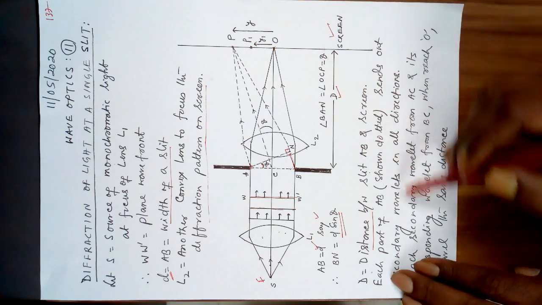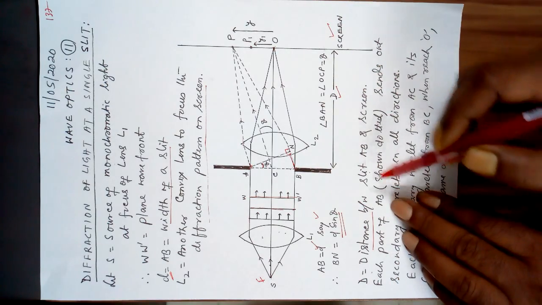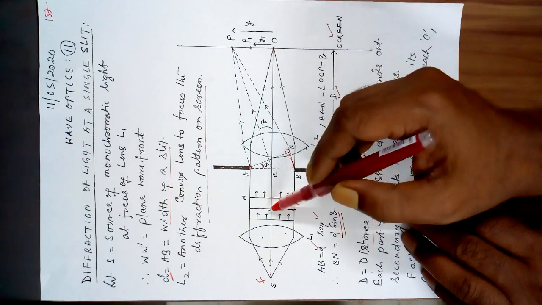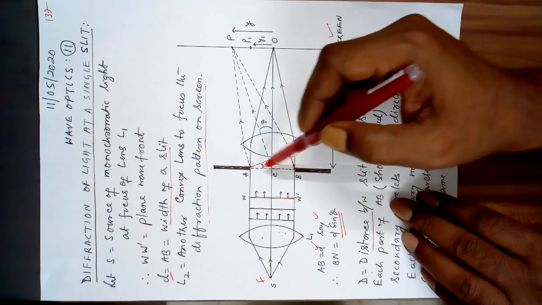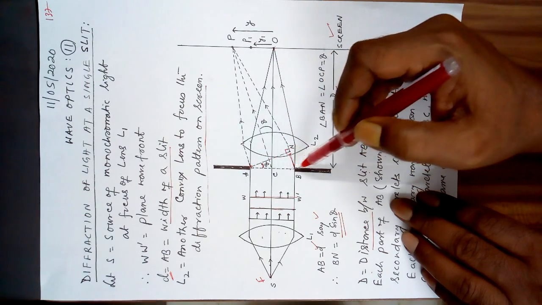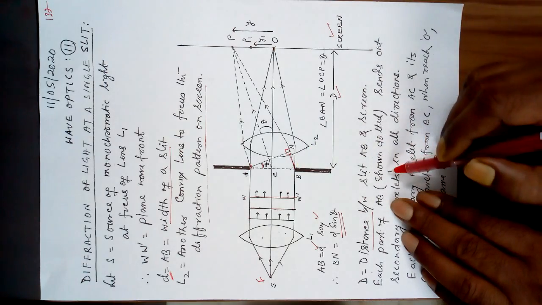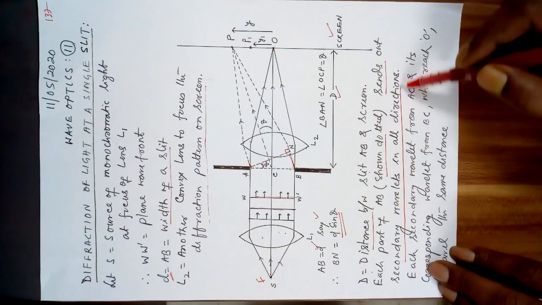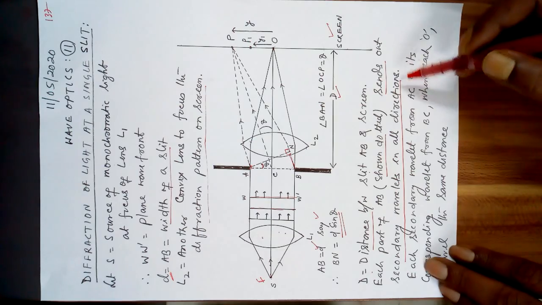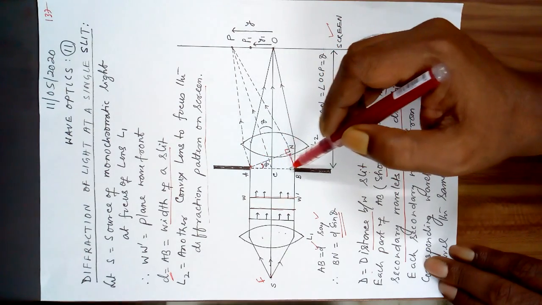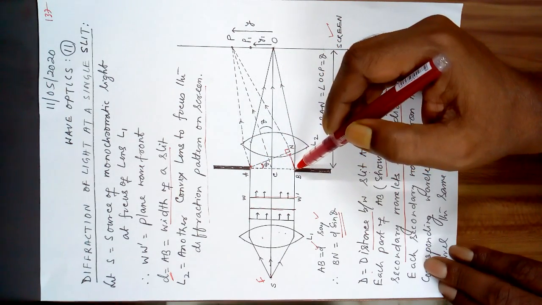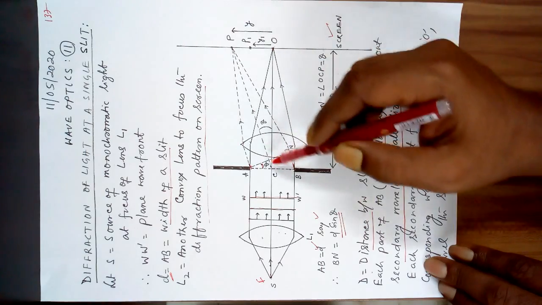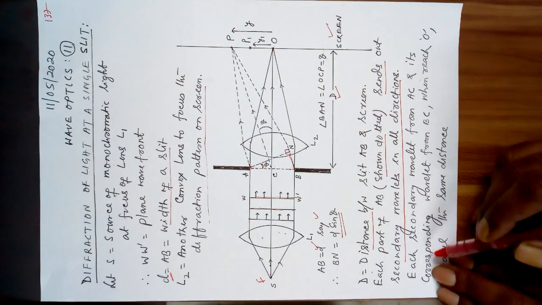I have shown here each point of this wavefront AB, shown dotted, sends out secondary wavelets in all directions. That was the Huygens principle. Each point of the wavefront acts as a new source of disturbance and sends out disturbance in all directions. That is the Huygens principle.